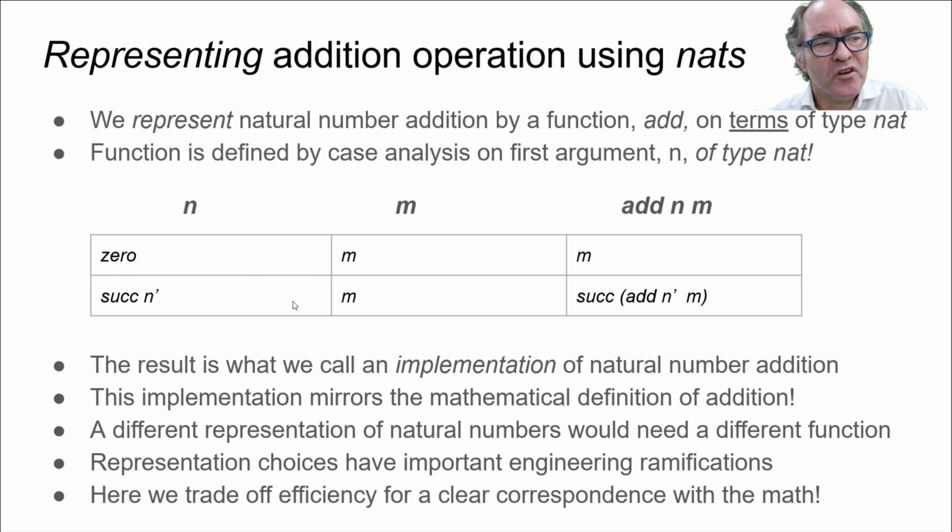And so the definition here just matches the definition of the mathematics. If we're adding the successor of n prime and m, the result is the successor of the symbol obtained by adding n prime and m. Okay? And the result of this is what we call an implementation of natural number addition. And this implementation mirrors precisely the mathematical definition of addition. And this, in some sense, is really amazing.